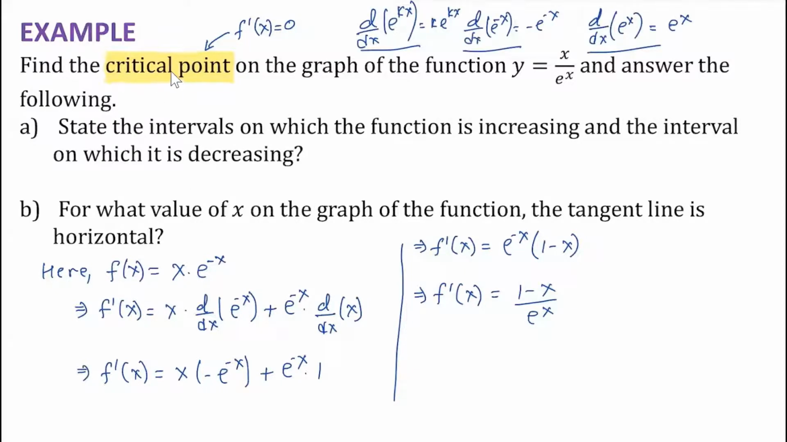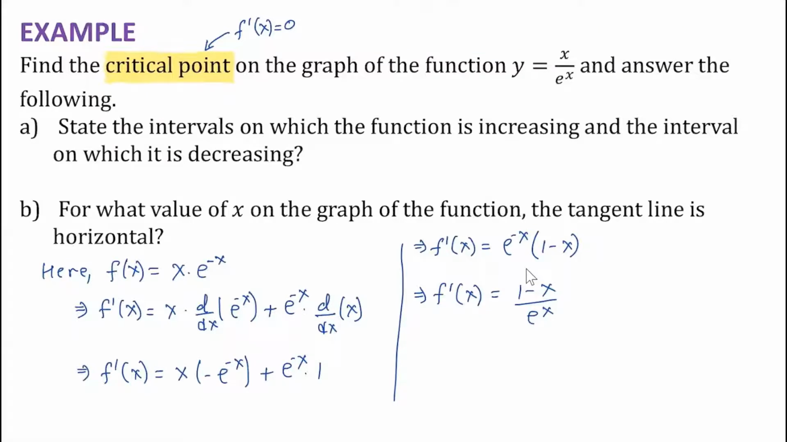Now we are asked to find the critical point. So we set the first derivative to 0, or we have to see where the first derivative is undefined. In this case, because you have e to the x in the denominator, the value of e to the x is always positive. So there is no way that it will be undefined. So the only case that we have is the first derivative is equal to 0.